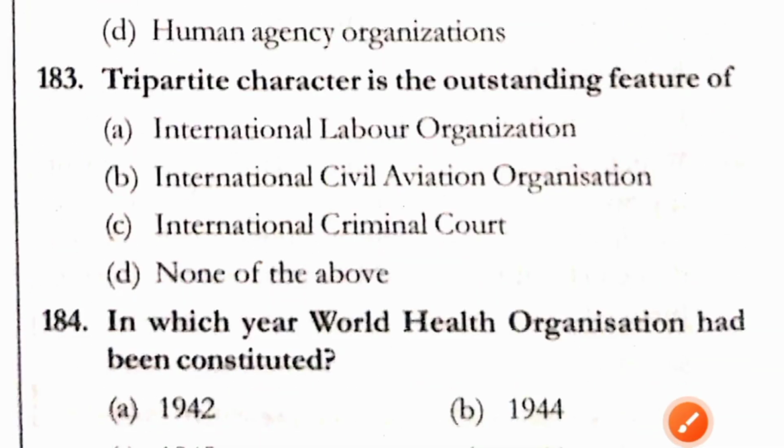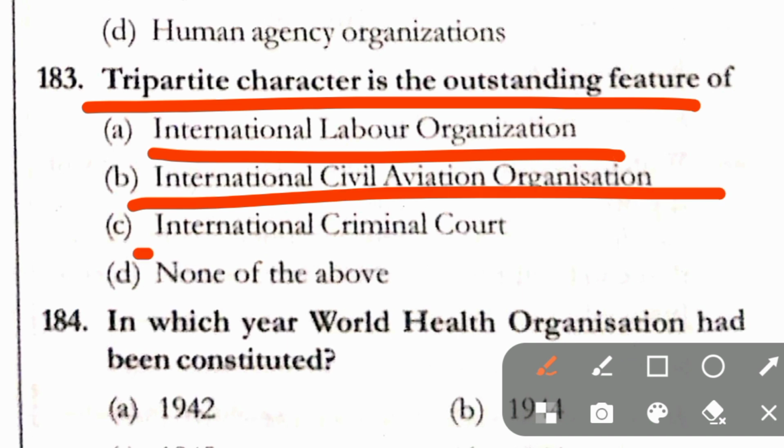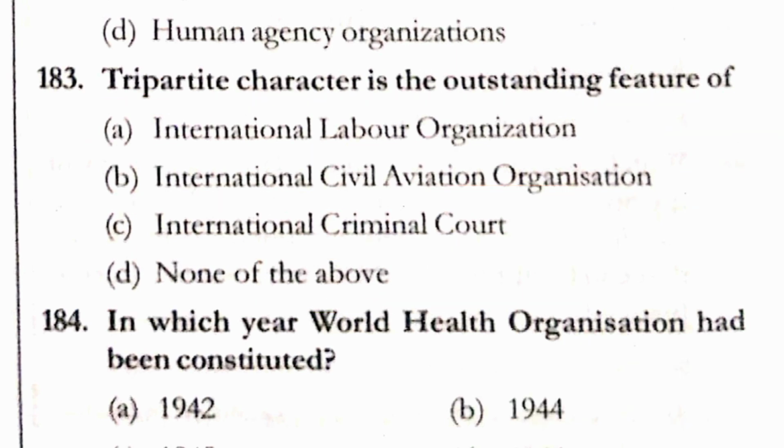Question number 183. Tri-party character is the outstanding feature of option A, International Labour Organization, option B, International Civil Aviation Organization, option C, International Criminal Court, and option D, none of the above. Here the correct answer is option A, that is ILO, International Labour Organization.